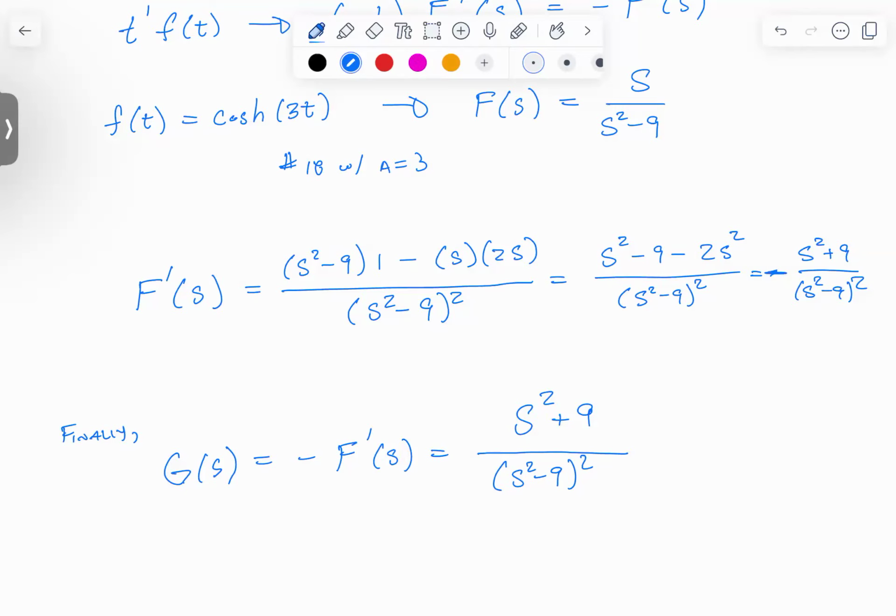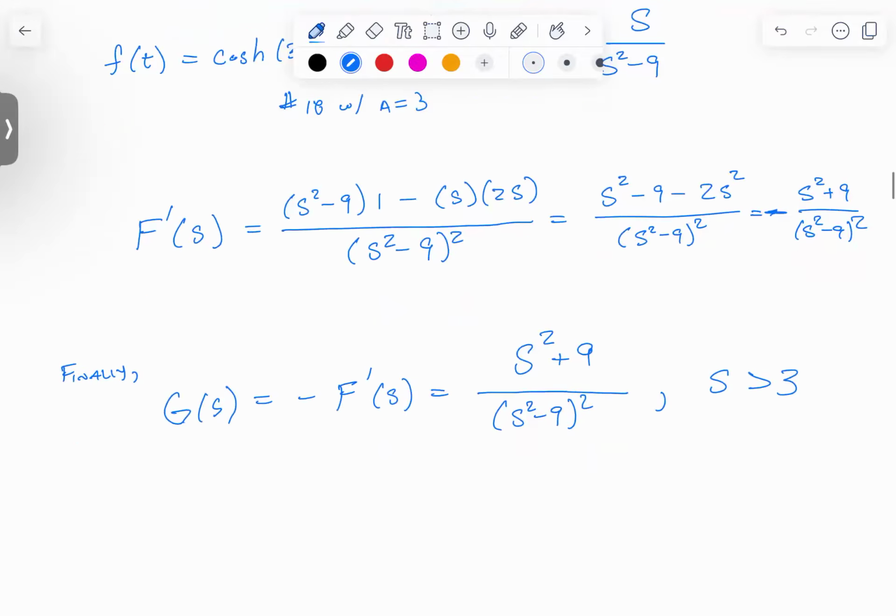And then can't forget, what last thing do we need? Oh, the s restriction. It's got to be greater than 3. That's absolutely correct. And so that is actually a very, very common approach.